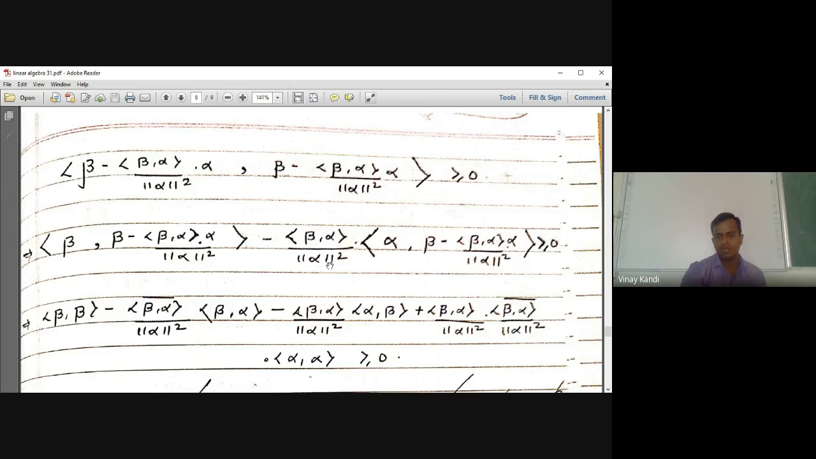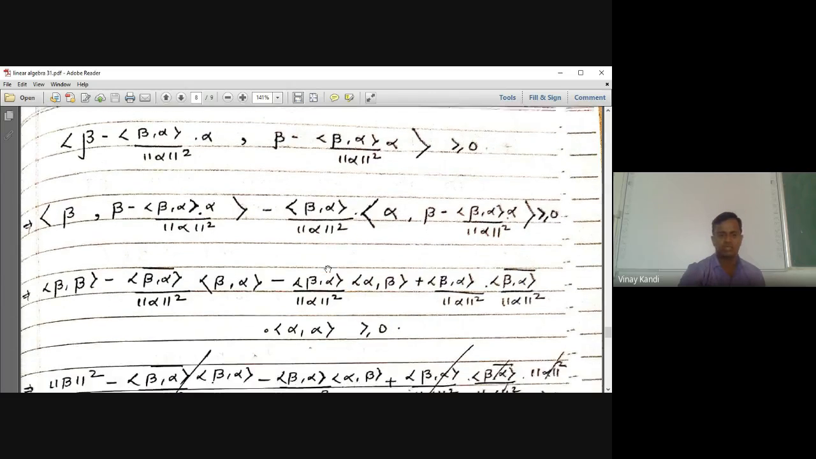and beta alpha into the norm of alpha here, and this is beta alpha upon the norm of alpha here. This term is here and this is the term here, and the inner product of alpha alpha here, which is greater than or equal to 0. This is the only calculative part. We have to solve all this mathematical part.